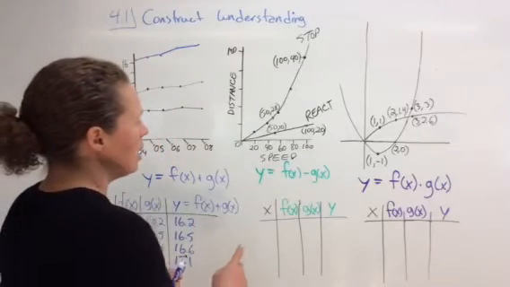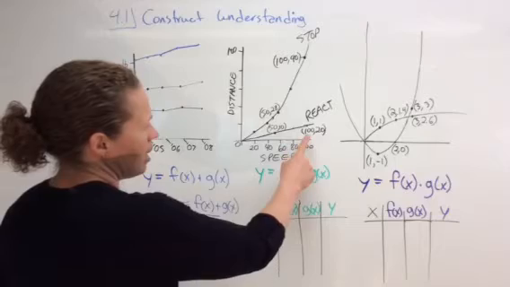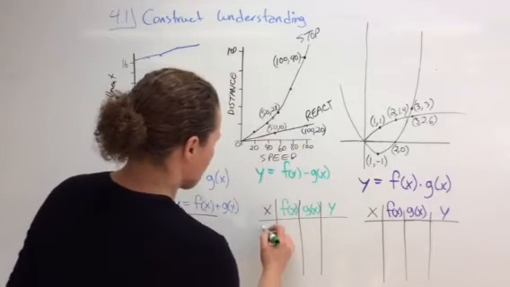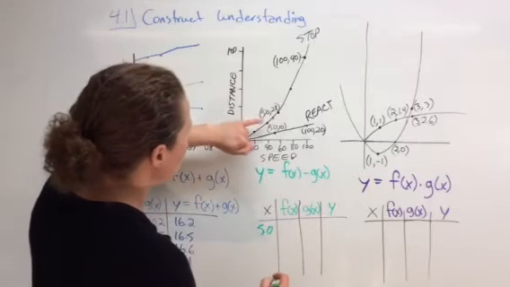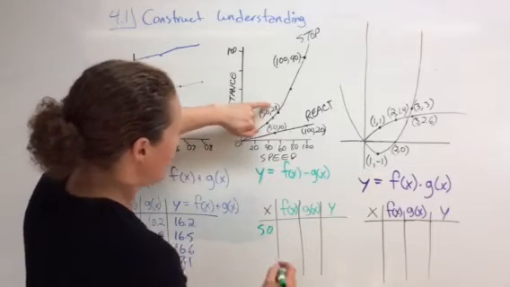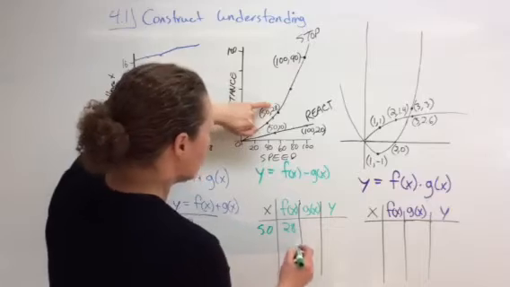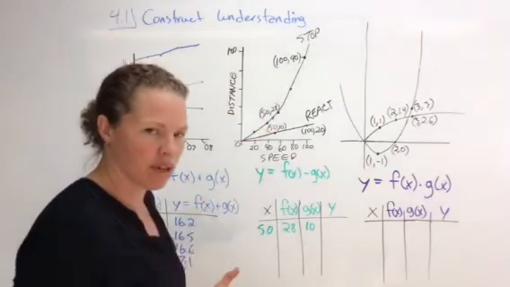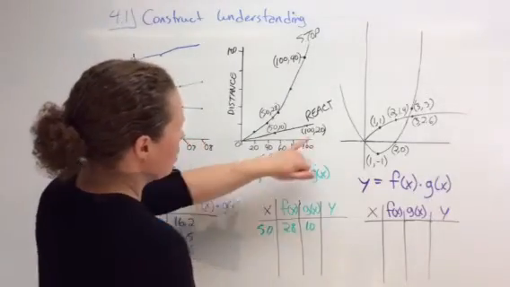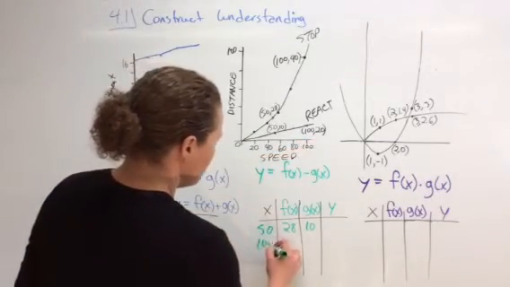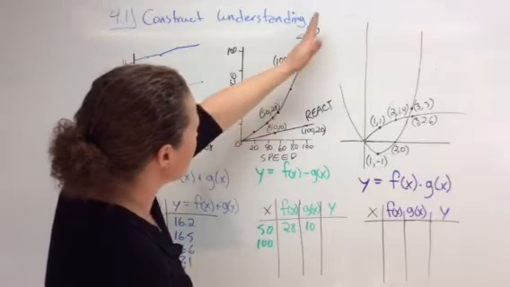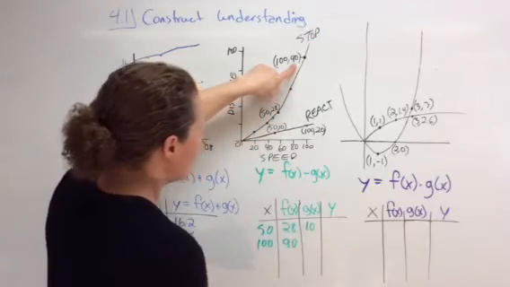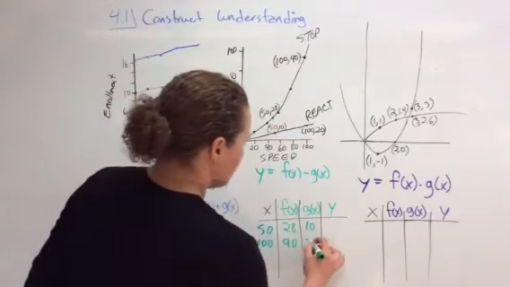And I'm just going to take x at 50 and x at 100. So if x is 50, then my f of x, this one here, is 28. And my g of x is 10. Just reading straight off of the graphs. Now the other point that I have is 100. And my f of x, my big one, is 90. And my little one is 20.